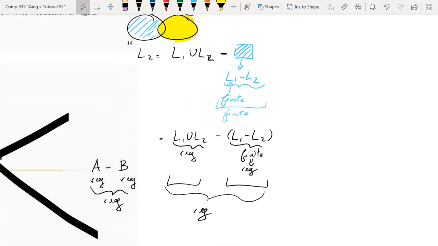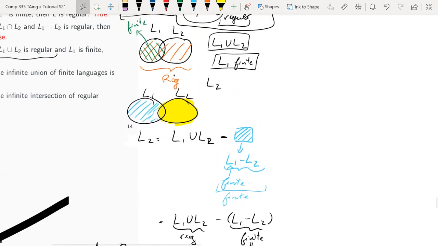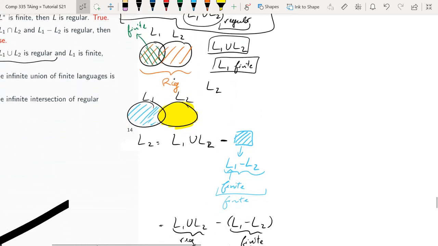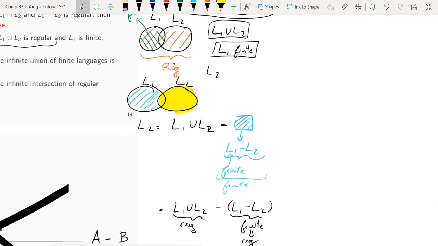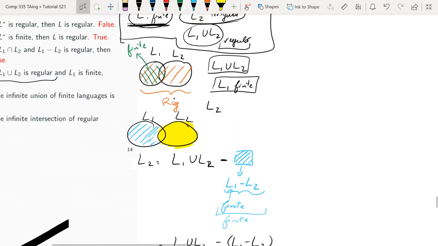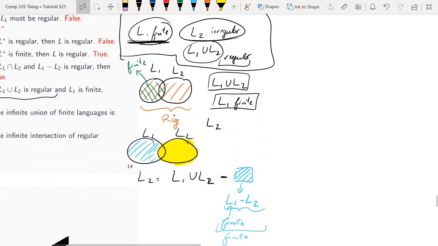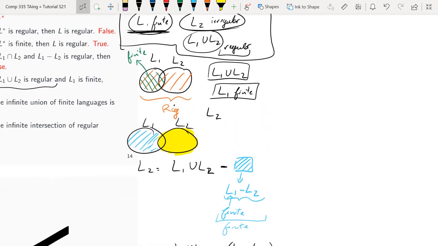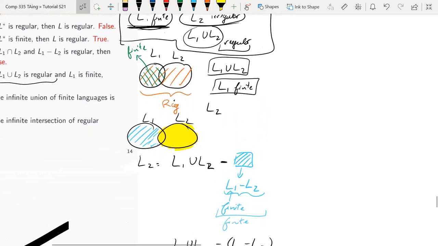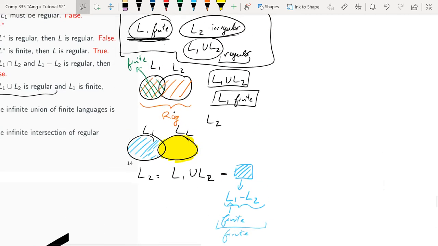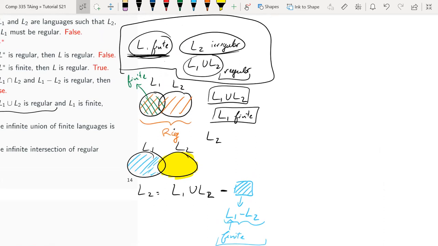No, that's not the lesson to take away from this example. The lesson to take away from this example is, if you want to show that something is regular, high level, what's the takeaway? You need to do something like this. This is a non-constructive proof where you're using closure properties directly.